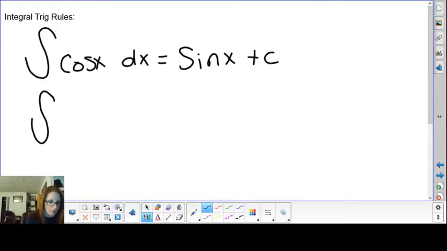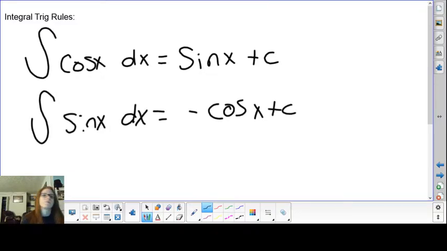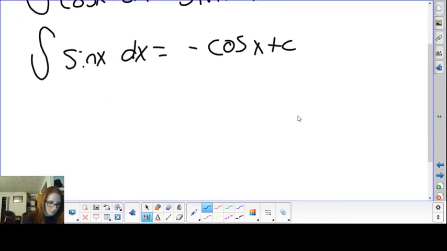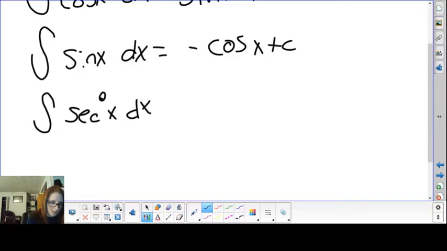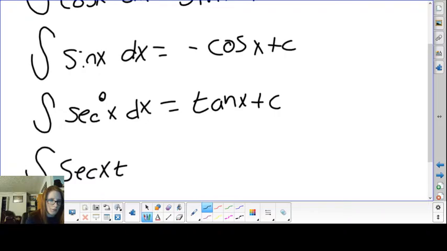We have the integration of sine of x dx is not cosine x plus c. The integration of secant squared of x dx is tangent x plus c. The integration of secant x tangent x is secant x plus c.